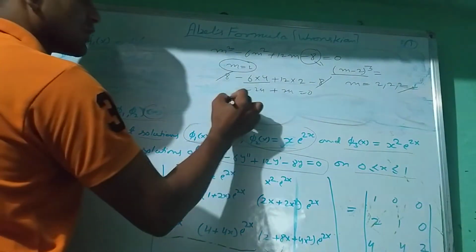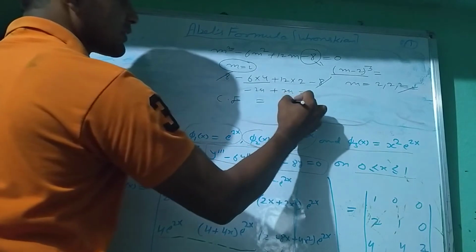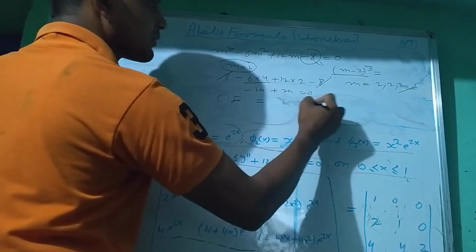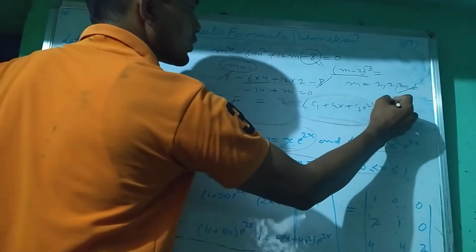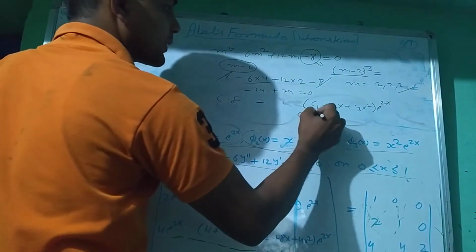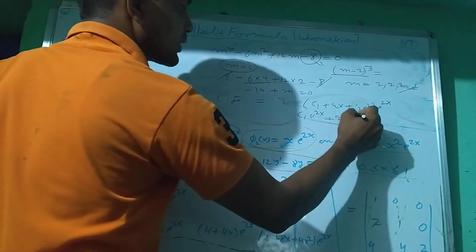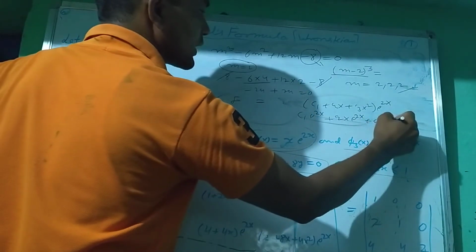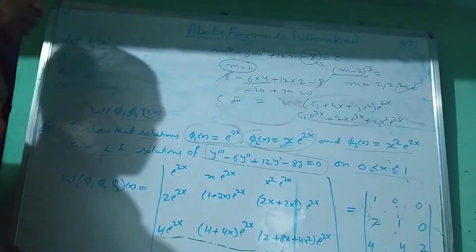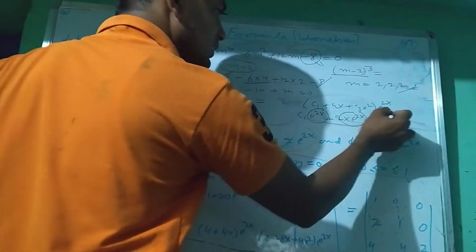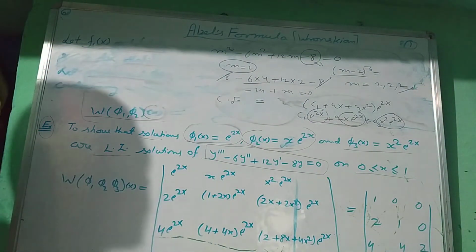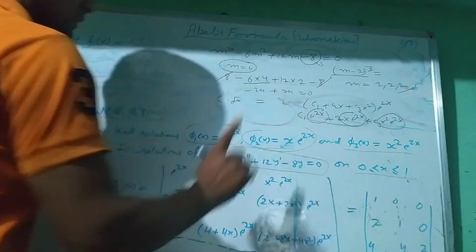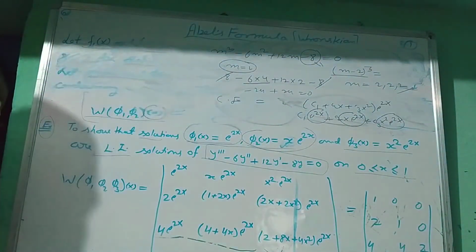So the complementary function of this equation is c1 plus c2x plus c3x square, e to the power 2x. It means c1 e to the power 2x plus c2x e to the power 2x plus c3x square e to the power 2x. We have three solutions, phi 1, phi 2 and phi 3, which are the solutions of this equation.